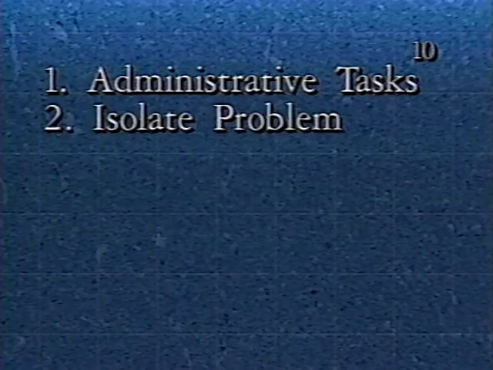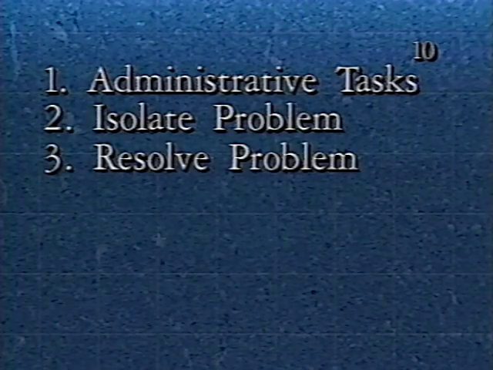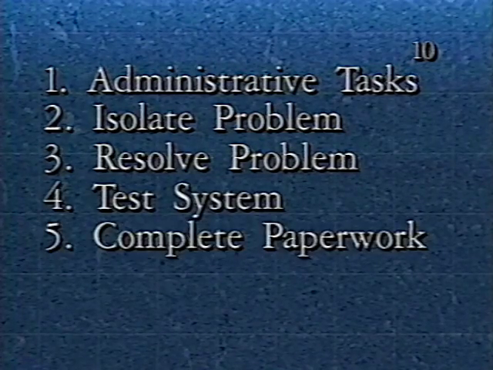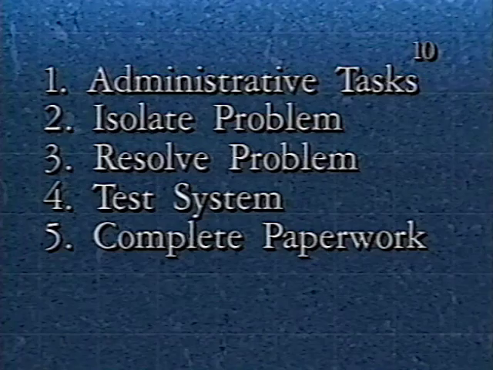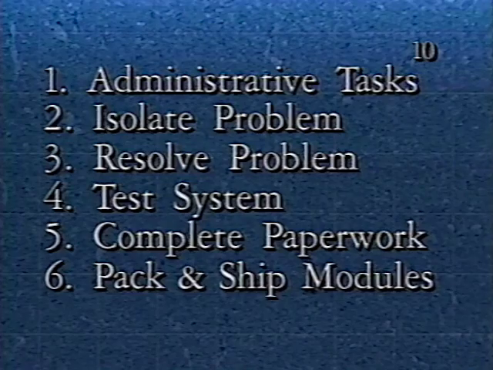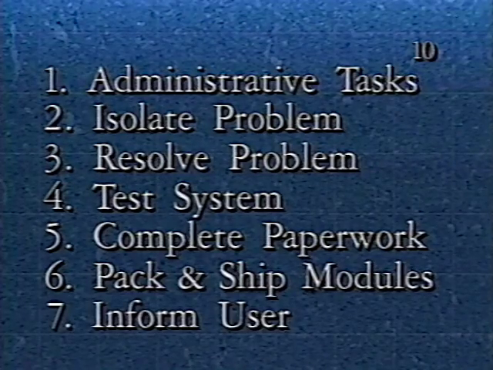Troubleshooting a personal LaserWriter is a systematic process. There are 7 major steps to complete. The steps are: 1. Complete any initial administrative tasks as they apply to your service center. 2. Isolate the problem. 3. Resolve the problem. 4. Test the system. 5. Complete necessary paperwork as appropriate for your service center. 6. Pack and ship defective modules, if necessary. 7. Inform the user.